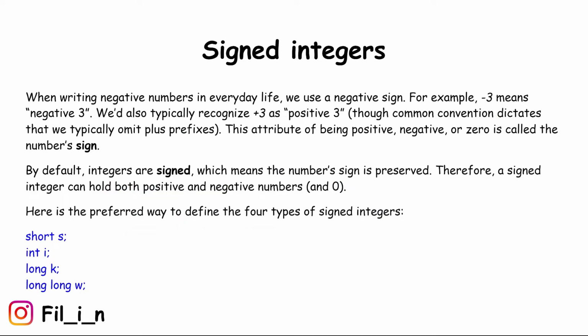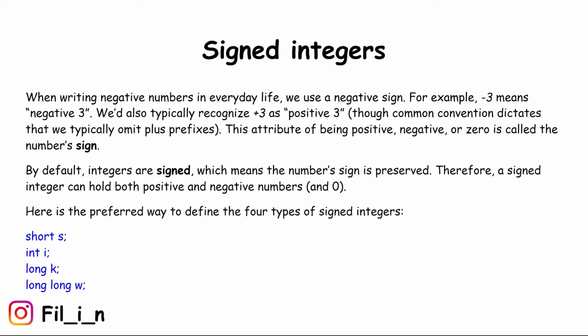When writing negative numbers in everyday life, we use a negative sign. For example, -3 means negative 3. We also typically recognize +3 as positive 3, though common convention dictates that we typically omit plus prefixes. This attribute of being positive, negative, or 0 is called the number's sign. By default, integers are signed, which means the number's sign is preserved. Therefore, a signed integer can hold both positive and negative numbers and 0.